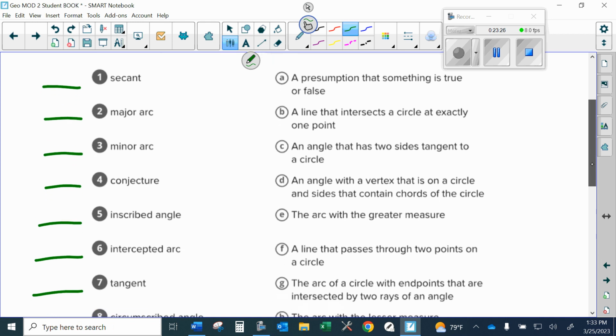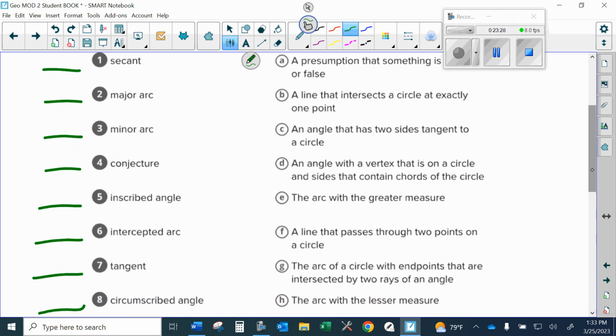Okay, so A says a presumption that something is true or false. The only possibility is conjecture. We'll wait on that. A line that intersects a circle at exactly one point. We just did that. Tangent. So it's B. So it's out. An angle that has two sides tangent to a circle. It's that circumscribed angle. C. An angle with a vertex that is on the circle and the sides that contain the chords of the circle. That's my inscribed angle. Inscribed D.